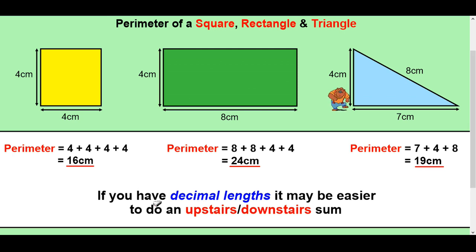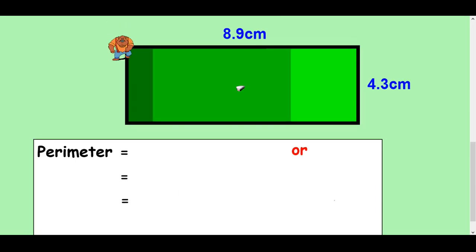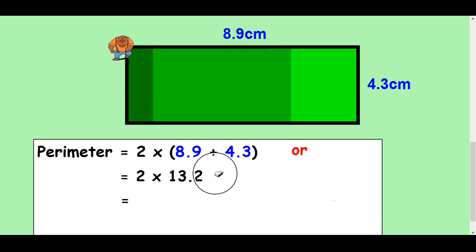So remember, if you've got decimal lengths, it might be easier to do an upstairs, downstairs sum. Sometimes people find that a wee bit easier. I've got one here if you like. To get the perimeter of this, you could do 8.9 plus 4.3 plus 8.9 plus 4.3, or you could do 8.9 plus 4.3 and double that answer of 13.2. It's going to give you 26.4, isn't it?